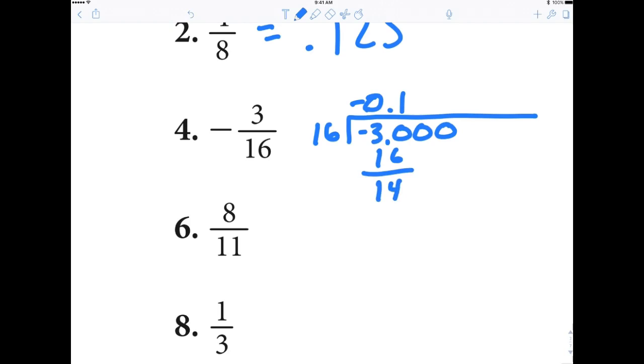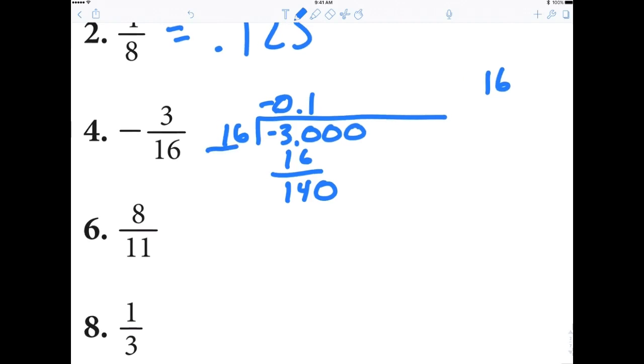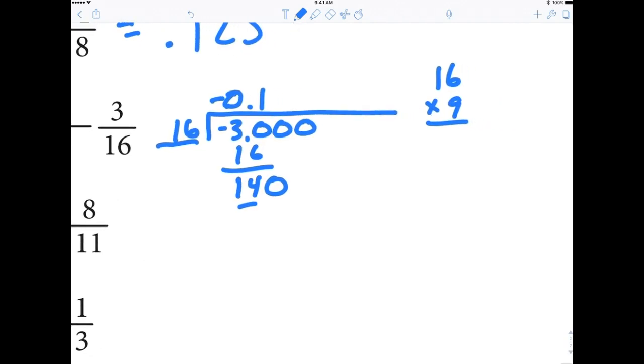Now I have to add a 0. How many times does 16 go into 140? So I'm going to come over here and do 16, right? Now, does everybody agree that 16 almost goes into 14? Yeah. So we should try 9. So let's do 16 times 9. When we're doing this, I like to keep the answer on the side because I may have to use it in the future. So 90 plus 54 is what? 144. Everybody good with that?